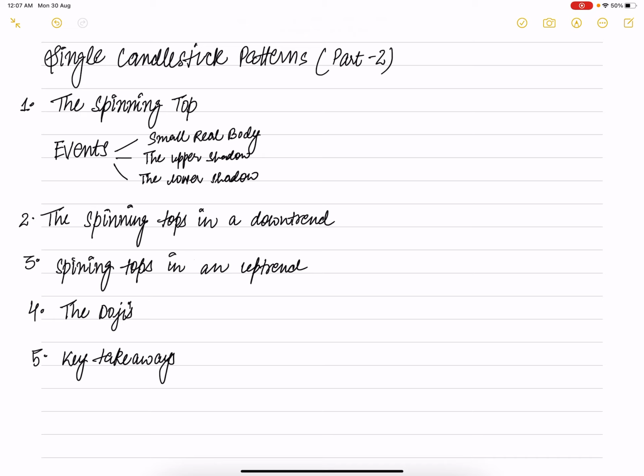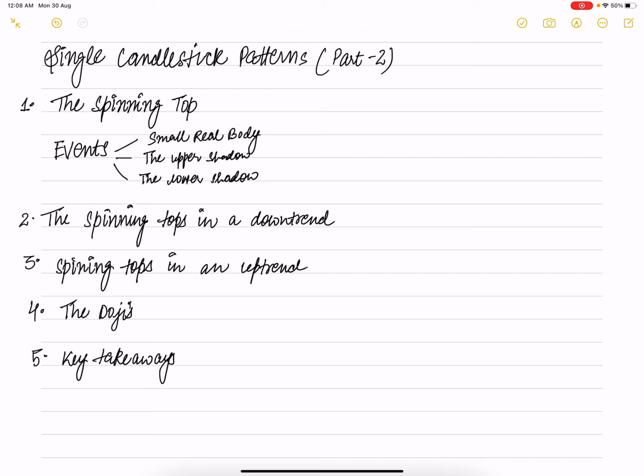The spinning top is a very interesting candlestick. Unlike the Marubozu, it doesn't give the trader a trading signal with a specific entry or exit point. However, the spinning top gives out useful information concerning the current situation in the market. The trader can use this information to position himself in the market.